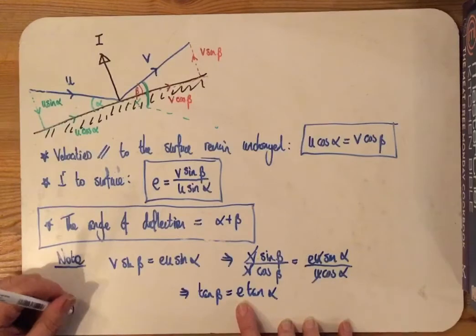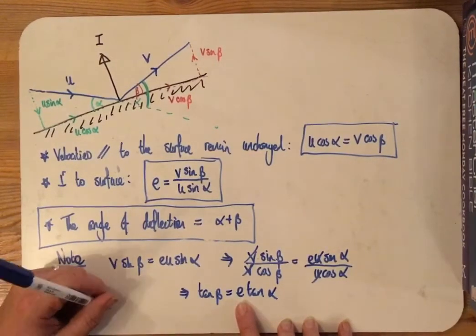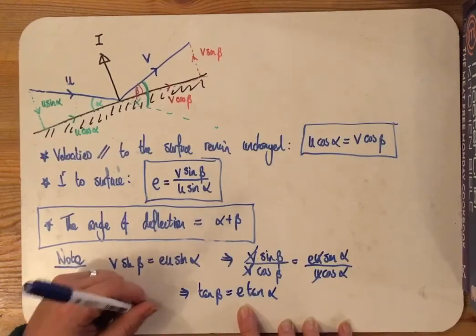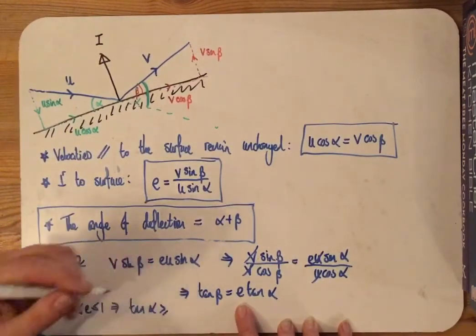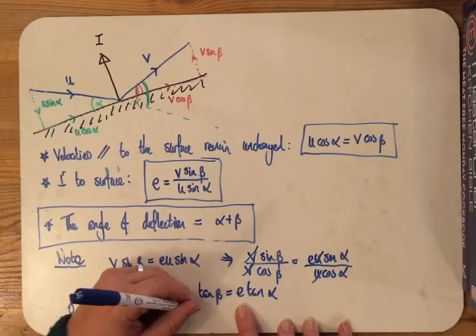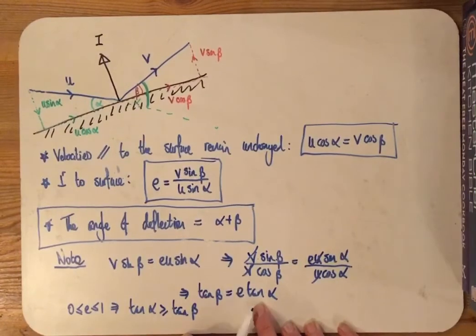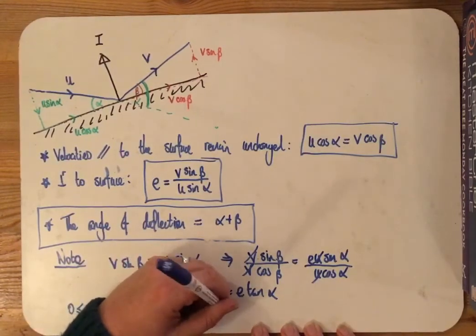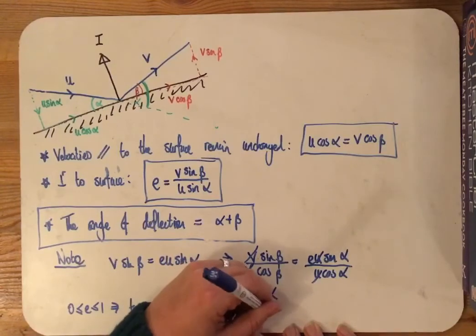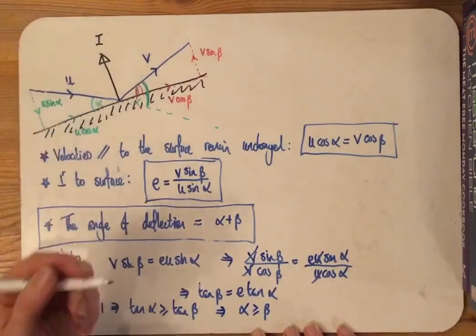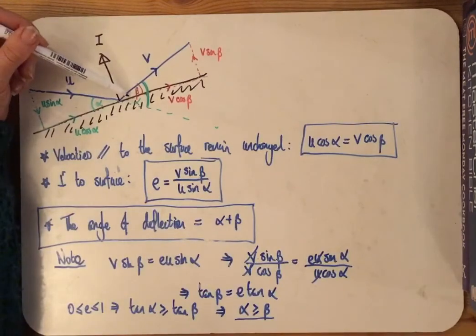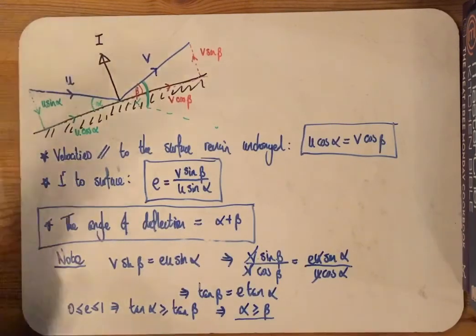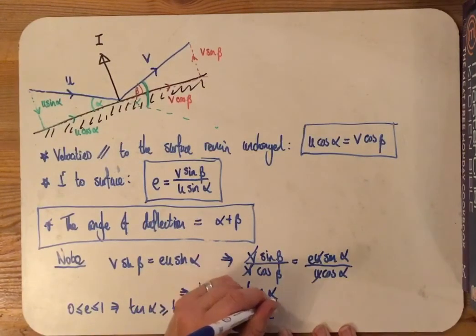And we know that E is between 0 and 1. And so tan alpha is greater than or equal to tan beta, so that when you multiply by something a little bit less than 1, you can get tan beta. And if tan alpha is greater than or equal to tan beta, then alpha is greater than or equal to beta, because this angle is between 0 and 90. And so this angle here is always going to be less than or equal to alpha. So just something to think about. It's sort of intuitive, but you can see it with the maths there.